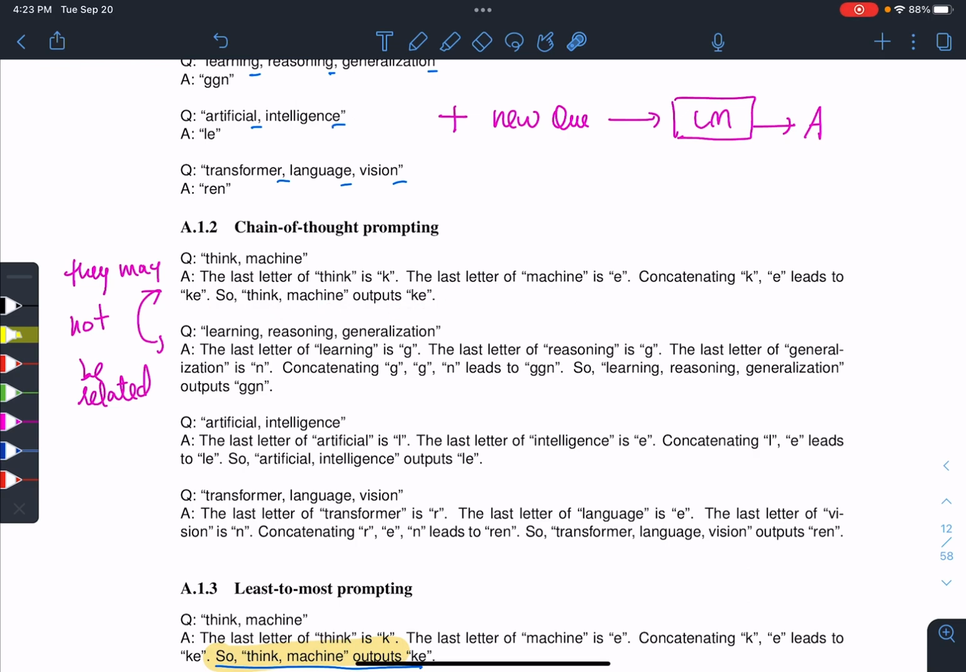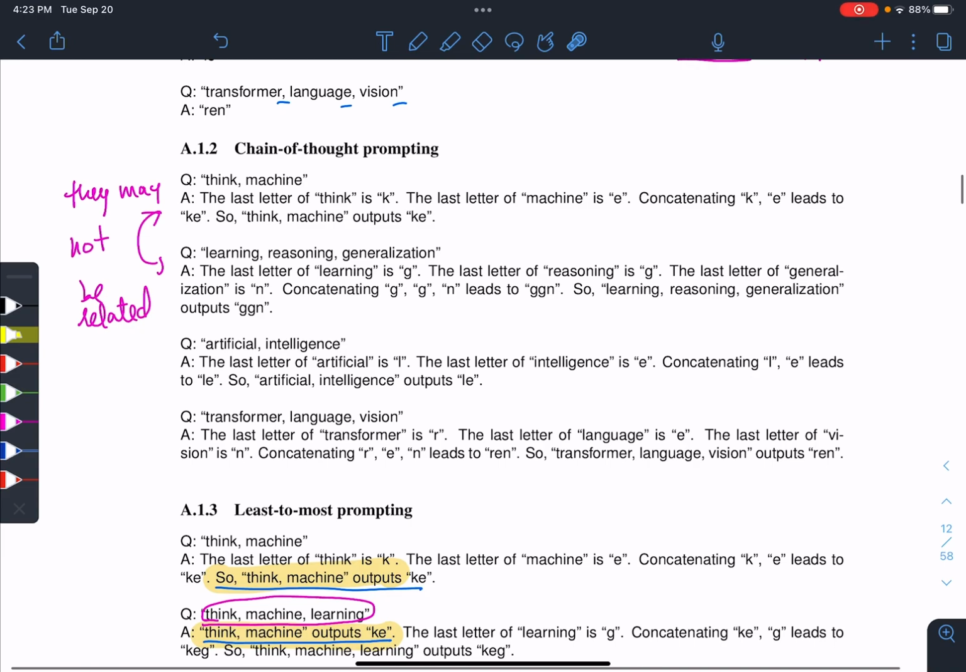So this is about how humans think, and how a series of thoughts lands us at the answer. Here you can see that there are different question answers, and they are not related, because think machine and learning are completely different.